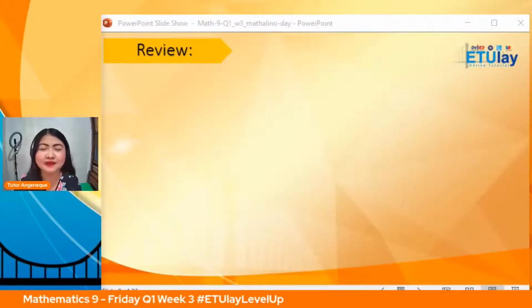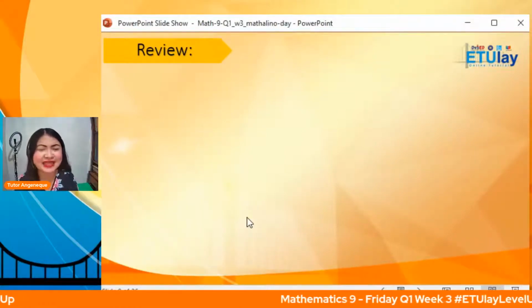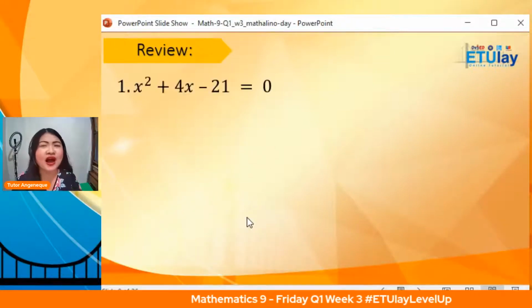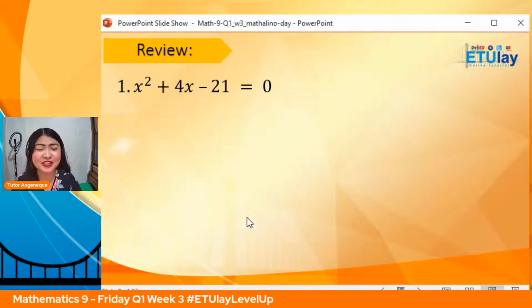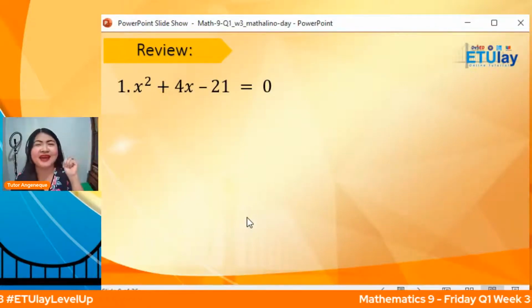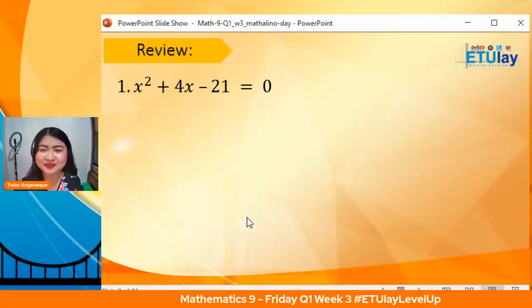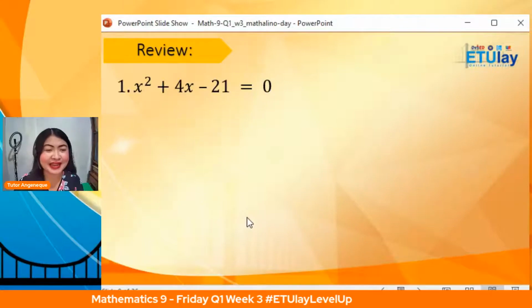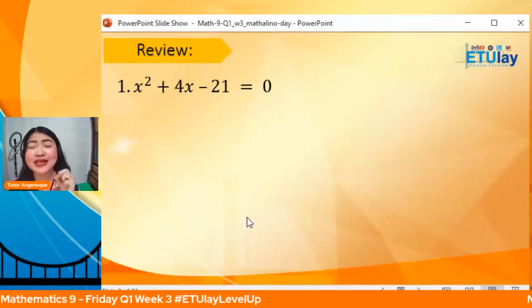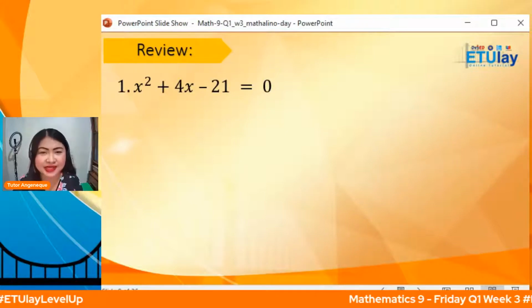Okay, let's start. Now, we have learned last time how to solve a quadratic equation. Right? Let's see what are the methods or ways to solve a quadratic equation. So, we have four ways to solve a quadratic equation. Let's see if anyone can answer. While I wait for the answers, let's read the comment section.